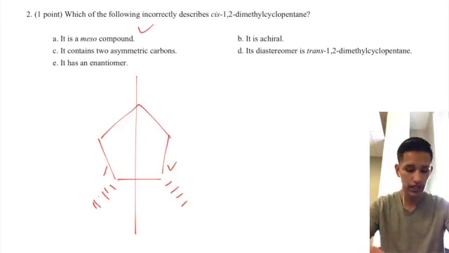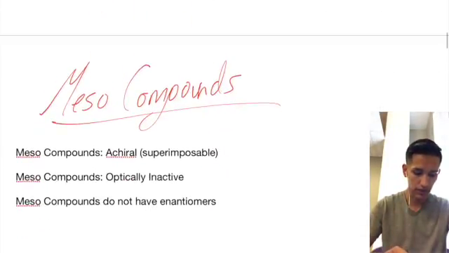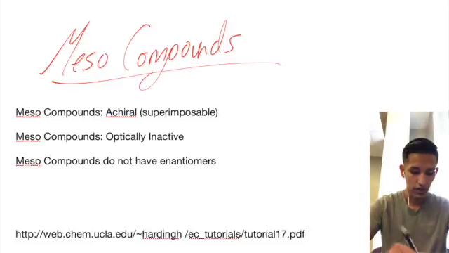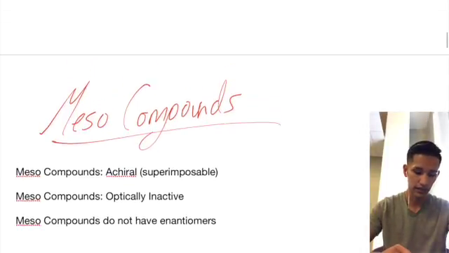But before we go on to the next few things, let's take a little break to learn a little bit more about meso compounds. It's going to help us out with this question too. So, meso compounds are achiral. What this means is that they're superimposable on one another. This doesn't mean that they don't have chiral centers. They do have stereocenters, but they are not chiral, and they contain a minimum of 2 stereocenters. And the fact that they're achiral means they're superimposable on one another.